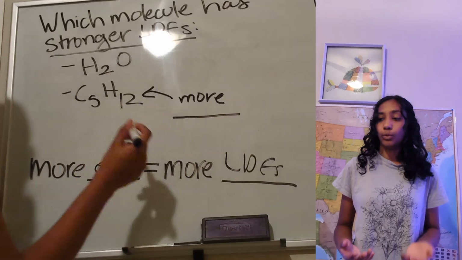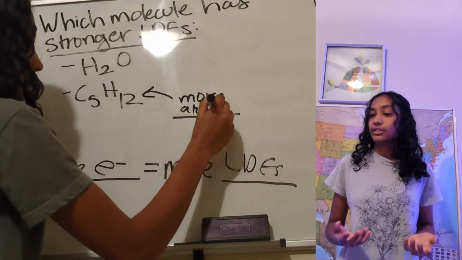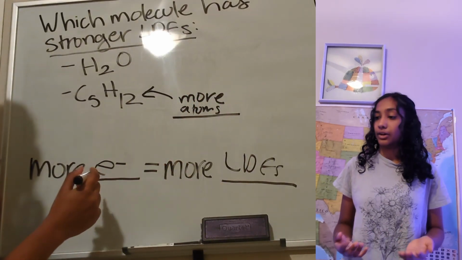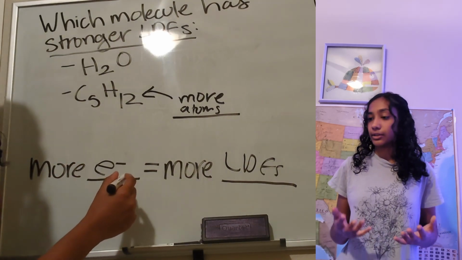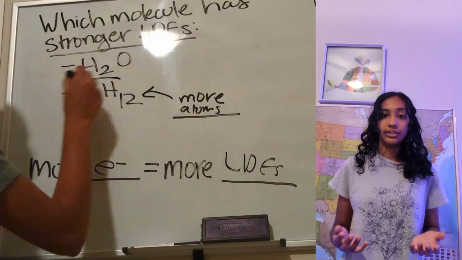Because pentane has more atoms than water, we can assume that it has more electrons than water. This means it has a more polarizable electron cloud, giving it stronger London dispersion forces. Now, electrons can move around pretty easily after forming these dipoles, which makes London dispersion forces temporary. And because they're temporary, LDFs are usually considered the weakest intermolecular force.